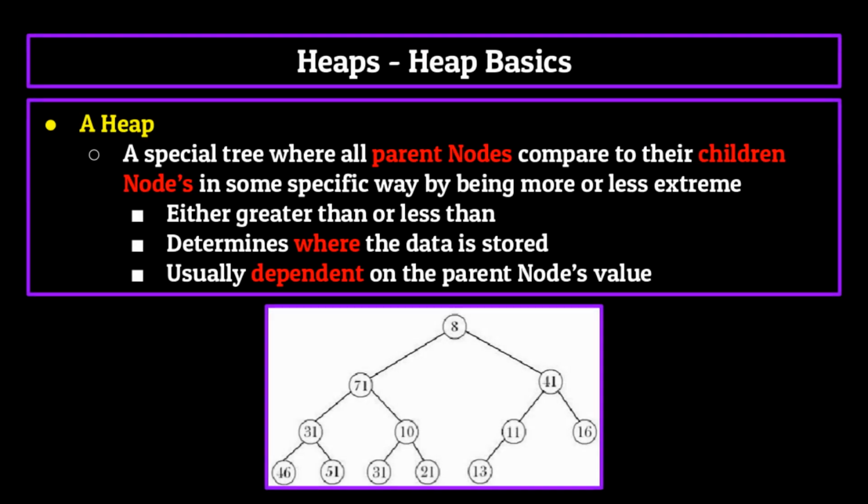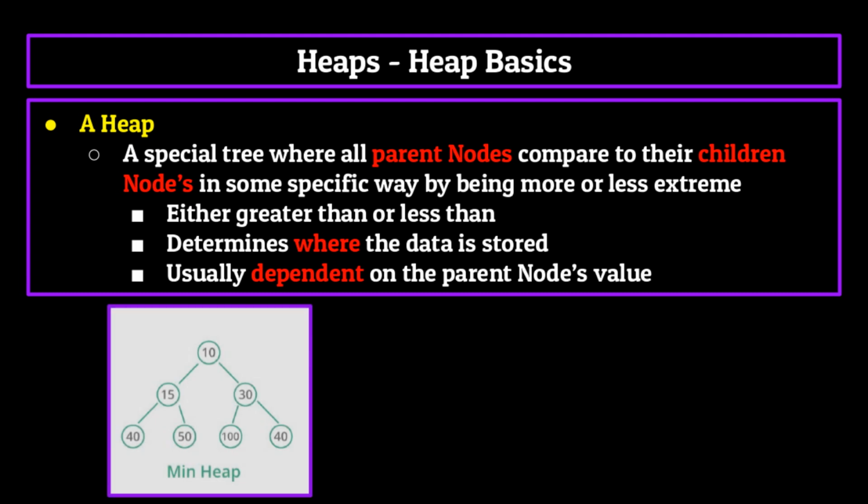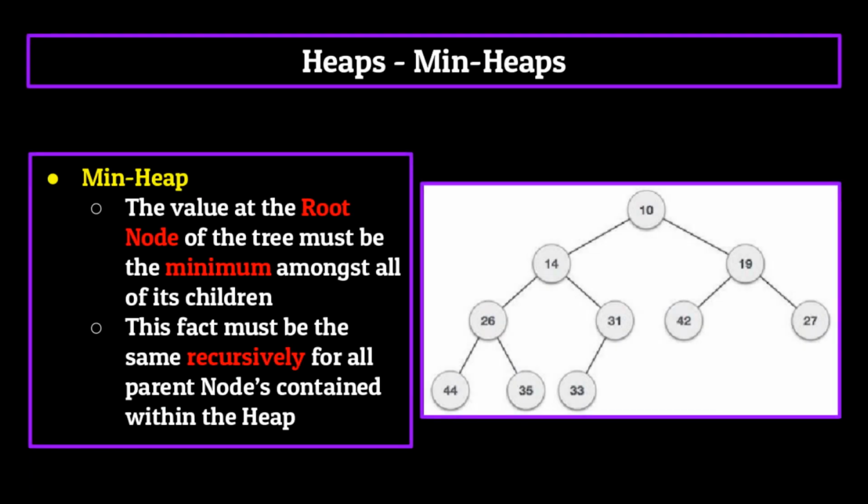More specifically, by definition, a heap is a special tree where all parent nodes compare to their children nodes in some specific way, by being either more extreme or less extreme, i.e. greater than or less than. This specific way determines where the data is stored and is usually dependent on the root node's value. There are 2 different methodologies generally used in computer science, and they are known as min heaps and max heaps. In a min heap, the value at the root node of the tree must be the minimum amongst all of its children, and this fact must be recursively the same for any and all parent nodes contained within the heap. So each parent node must have a value lower than all of its children nodes.